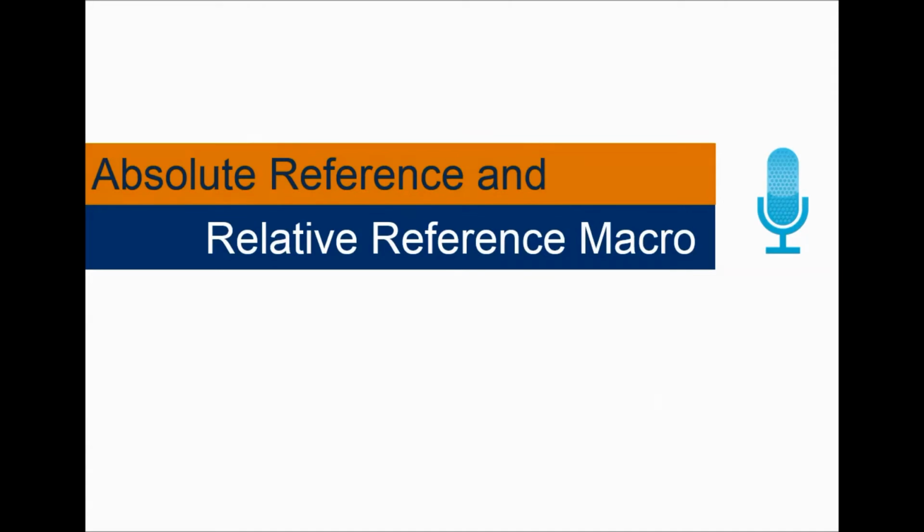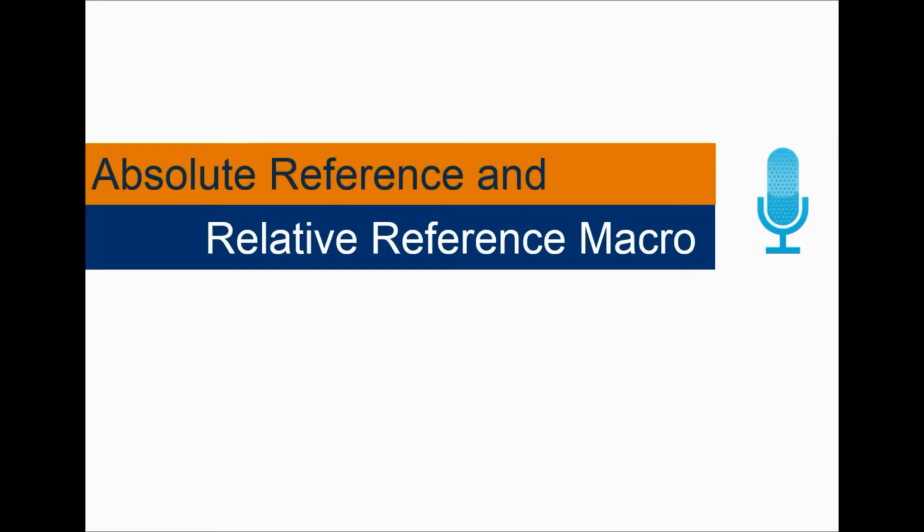Now, let me take you to a little more detail of Excel macros. There are two types of Excel macros. One is absolute reference and the other is relative reference macros. Hey guys, don't get confused with these types of definitions. I will make it very easy with an example for you to understand it. So let me explain what absolute reference macros are.